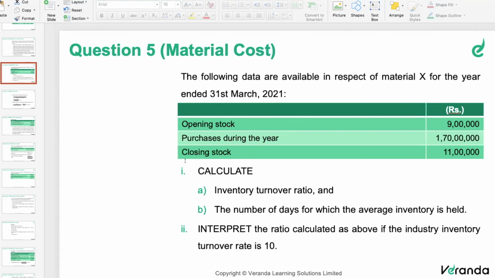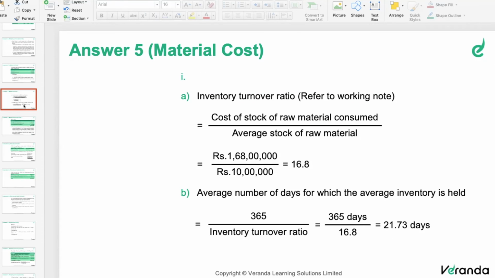Kindly read the requirement. First one, inventory turnover ratio, that we got as 16 point something. Second one, the number of days for which average inventory is held. How many days has it been held? In a year of 365 days, 16.8 times has been rotated. Therefore, how many days has it been held? 365 divided by 16.8 is equal to 21.37 days or 22 days. Average stock has been held for 22 days or 21 days. Comfortable or not? Very easy to understand? Yes, sir. In a year, how many times can you write the CA exam?